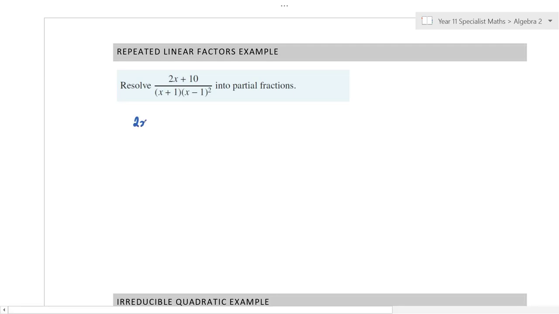Now, what we're going to say is (2x plus 10) over (x plus 1)(x minus 1) squared is equivalent to, I'm going to just do A, big A, with my linear factor first, which is x plus 1. Then I'm going to do B, and I'm going to do one of the factors of x minus 1 squared, which is x minus 1. And then thirdly, I have another factor, which is x minus 1 squared. Okay? Now, what we need to do is we need a common denominator.